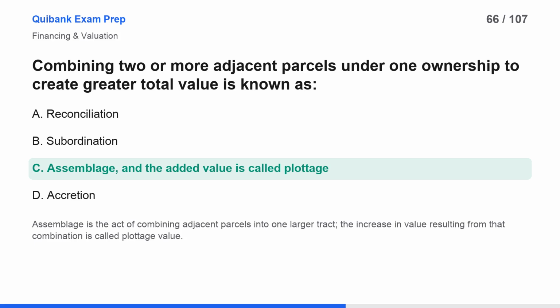The answer is C. Assemblage, and the added value is called plottage. Assemblage is the act of combining adjacent parcels into one larger tract. The increase in value resulting from that combination is called plottage value.